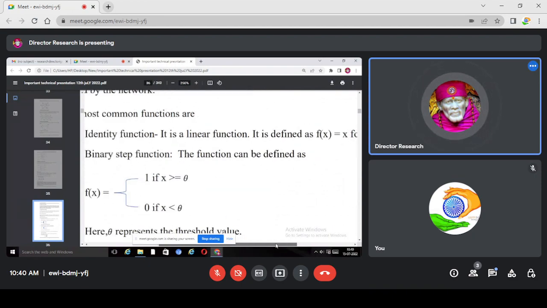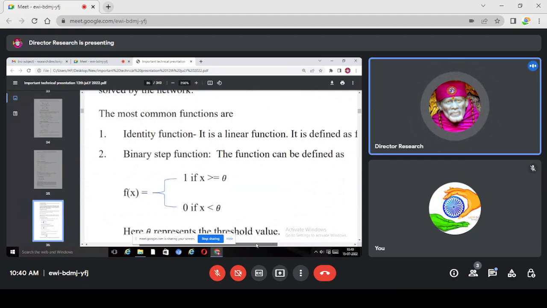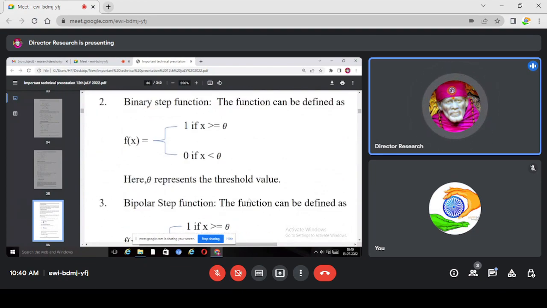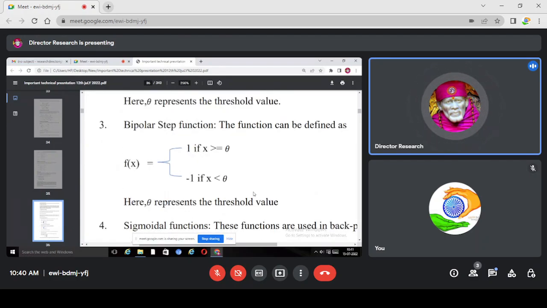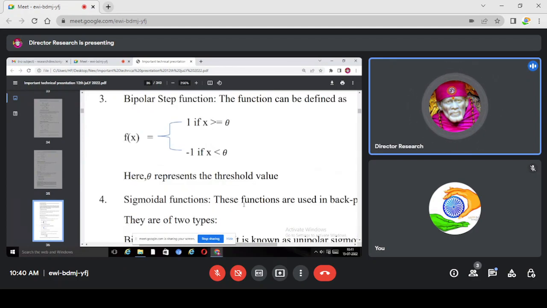Binary step function. This function can be defined as f(x) = 1 if x ≥ θ, and f(x) = 0 if x < θ. Here theta represents the threshold value. Bipolar step function. The function can be calculated as f(x) = 1 if x ≥ θ, and -1 if x < θ. Here theta represents the threshold value.